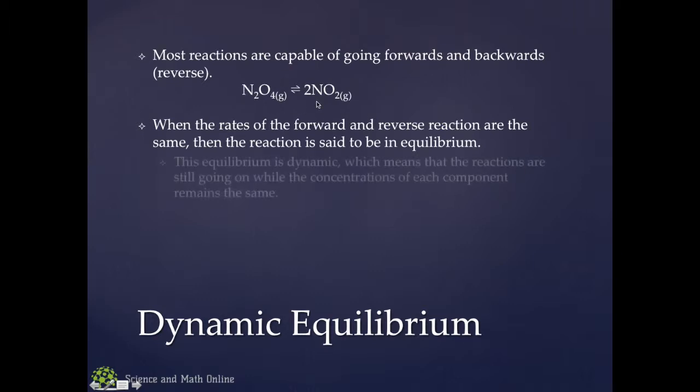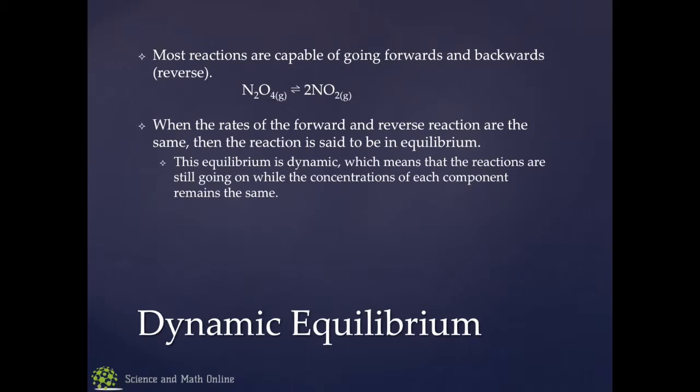The key thing is that this equilibrium is dynamic, meaning the reactions are still going on, but the concentrations stay the same. There's still some of this reaction going this way, there's still some of this reaction going this way, but the amount of each of these remains the same. The amount of these remains in equilibrium.